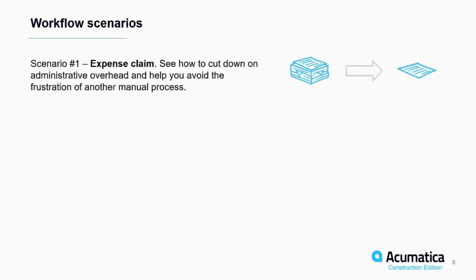The first one will be an expense claim, right? The ability to cut down on administrative overhead and help you avoid the frustration of having manual processes where your PMs or field supers have to collect all their receipts and they're all crumpled up in their pocket, and then they come into the office and turn those in, and then you've got to enter all that information manually. Well, that can be cut down considerably by using a mobile tool and a cloud ERP product to do that. So we're going to walk through that process.